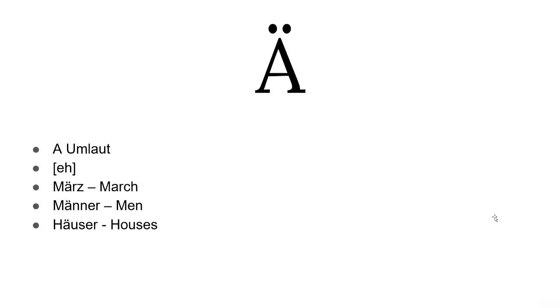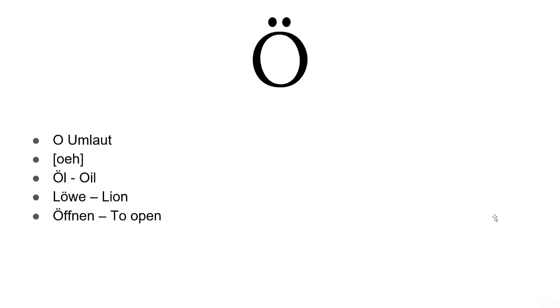März. Männer. Männer means men. Häuser. Häuser means houses. As you can hear, when the letter A umlaut comes before the letter U, together they are pronounced Oi. Häuser.